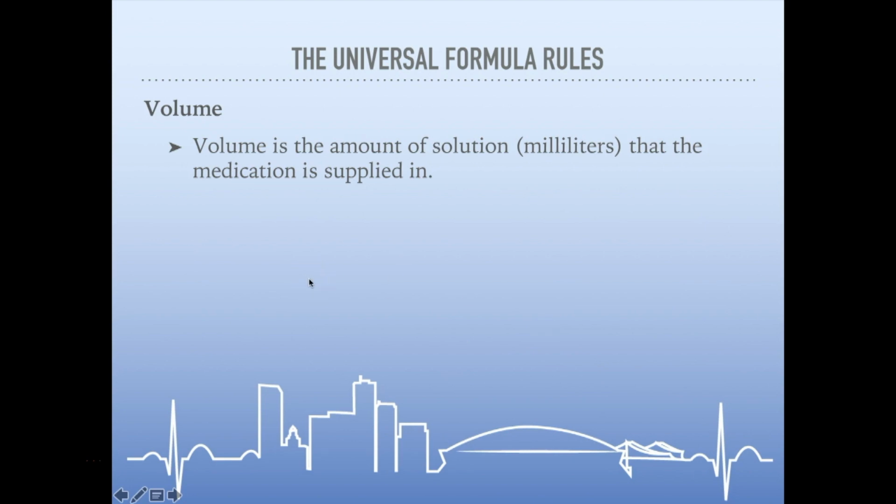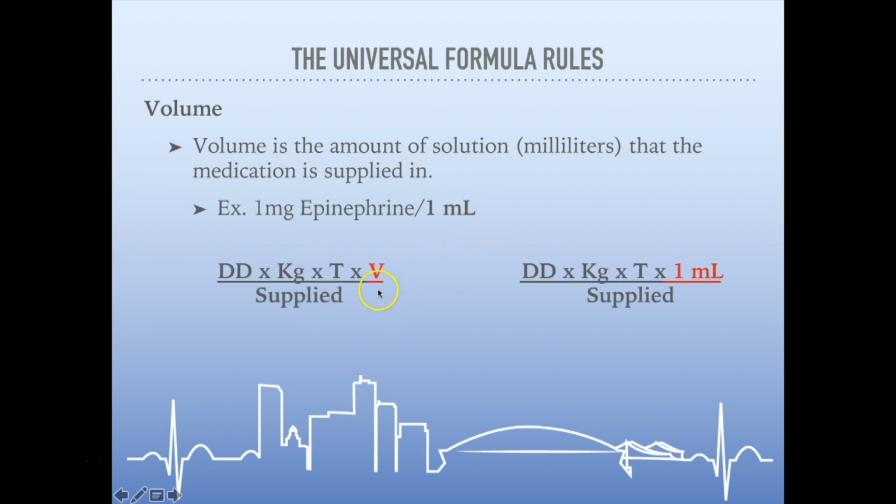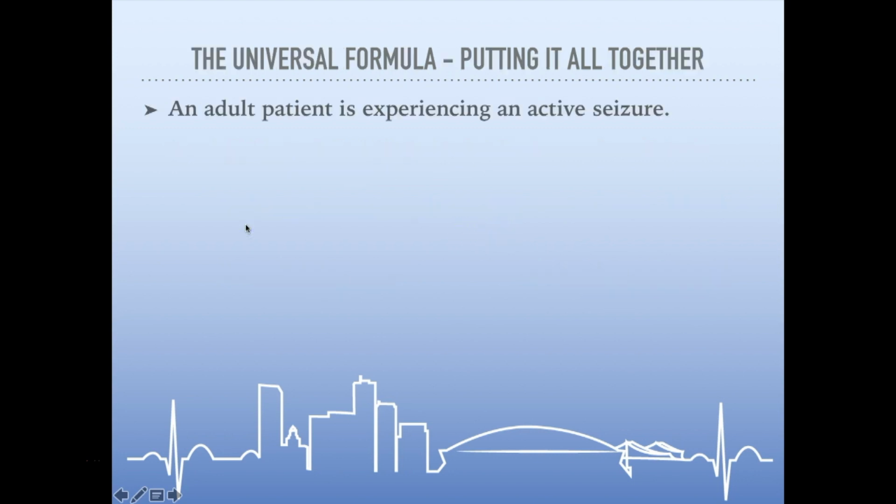Volume is the amount of solution in milliliters that the medication is supplied in. For example, we have 1 milligram of epinephrine supplied in 1 milliliter. We'll set our formula up, and you can see this is the place that we would insert our volume. And so right here we put 1 milliliter because we have 1 milliliter of epinephrine. So let's look at some practice problems.